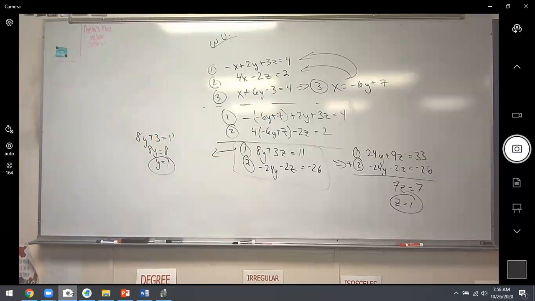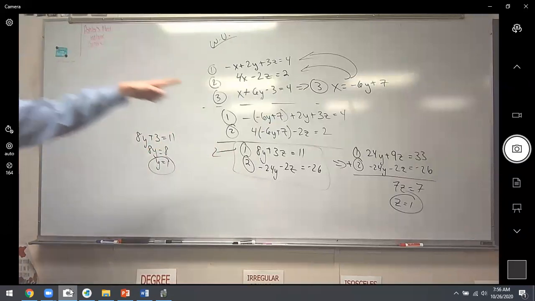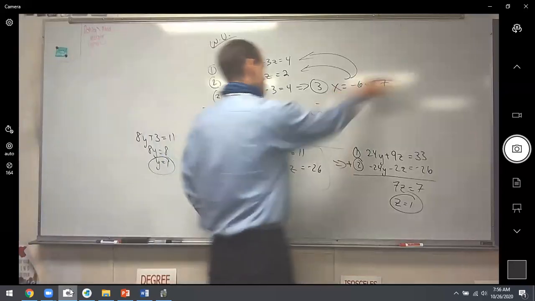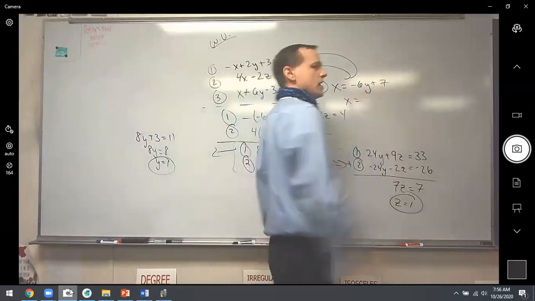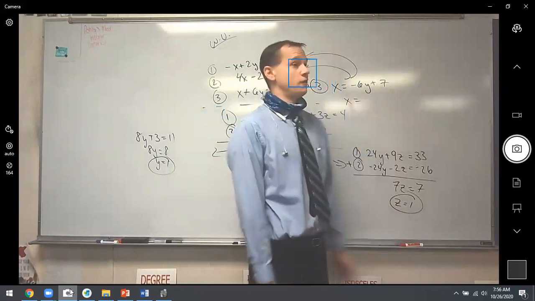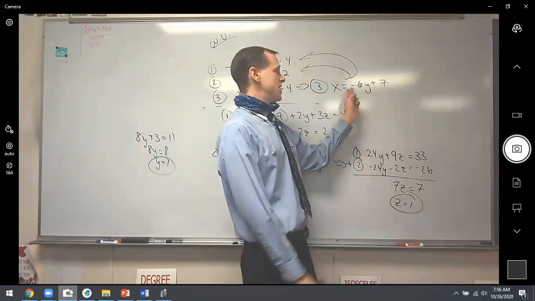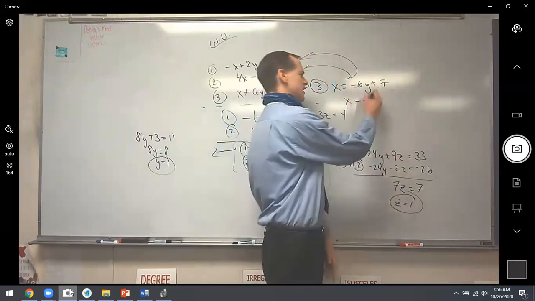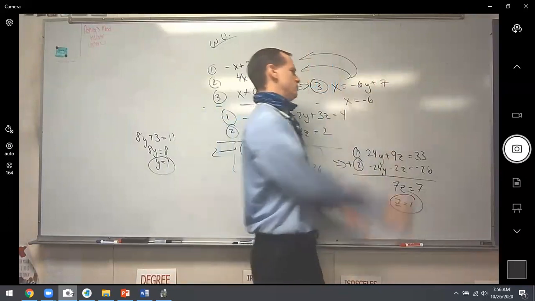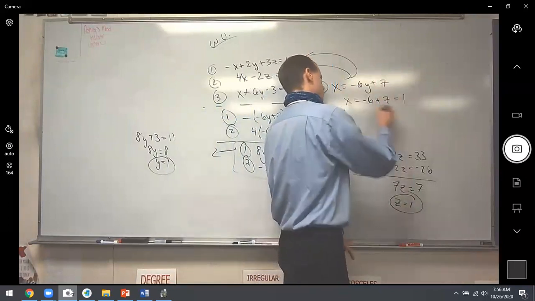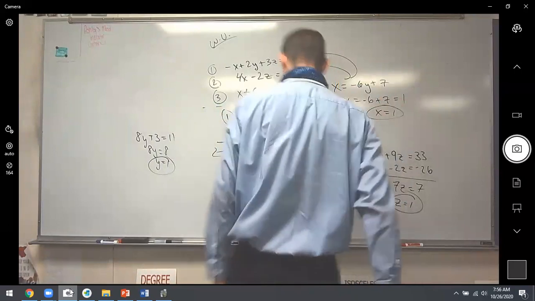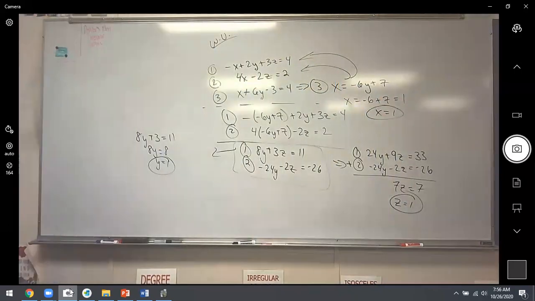So we're going to go back up and plug it in somewhere. That original substitution is a great place. It says x equals some stuff. So let's see what x is when we plug in 1 and 1 for y and z. Negative 6 times 1 would be negative 6. It just says plus 7, which is 1. So there's x is also 1. So your answer is 1, 1, 1.